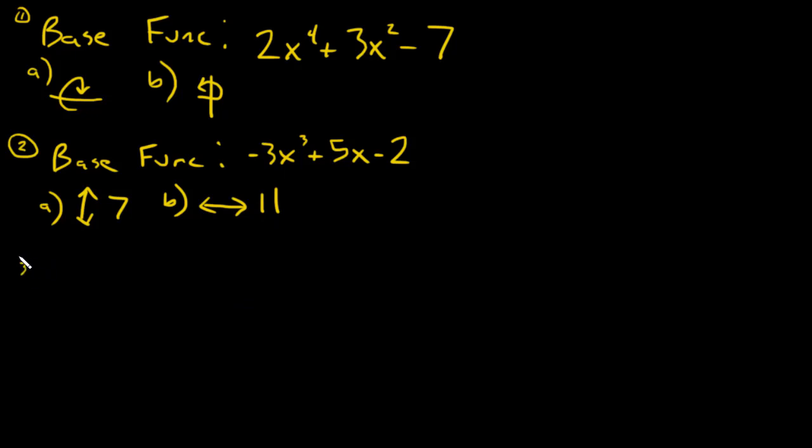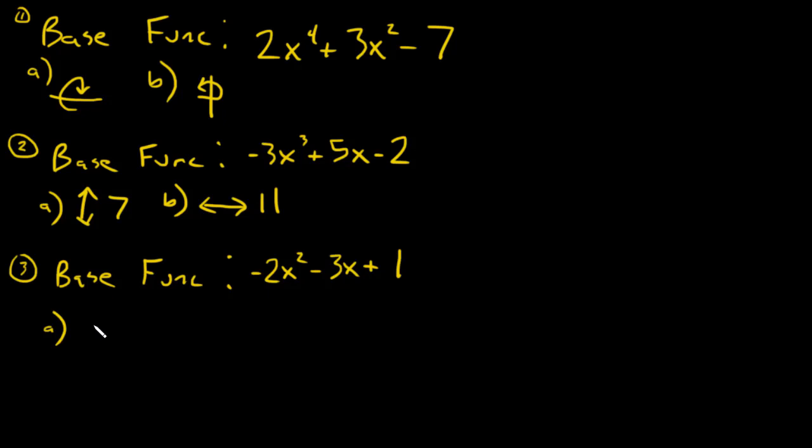And so number 3, the base function, let's say is negative 2x squared minus 3x plus 1. And now for part A, let's shrink it vertically by a factor of 5. And part B, let's shrink it horizontally by a factor of 12. Okay? So tackle all of these problems and we'll go from there.